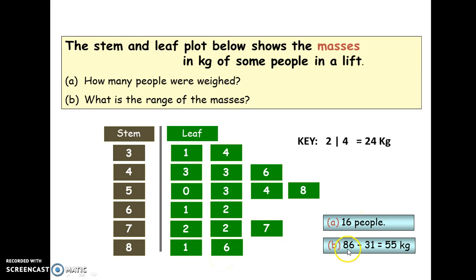Range, here's how we find it. 86 minus 31 equals 55. So again, highest minus lowest gives us the range. So the spread of weights in the elevator is 55 kilograms.